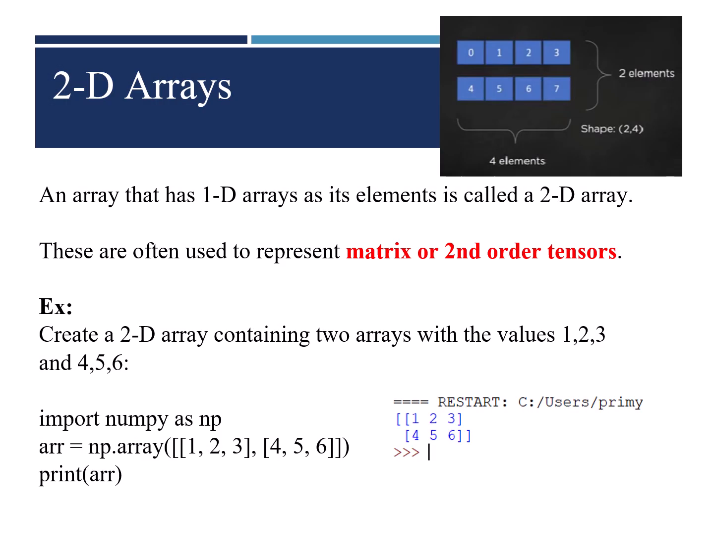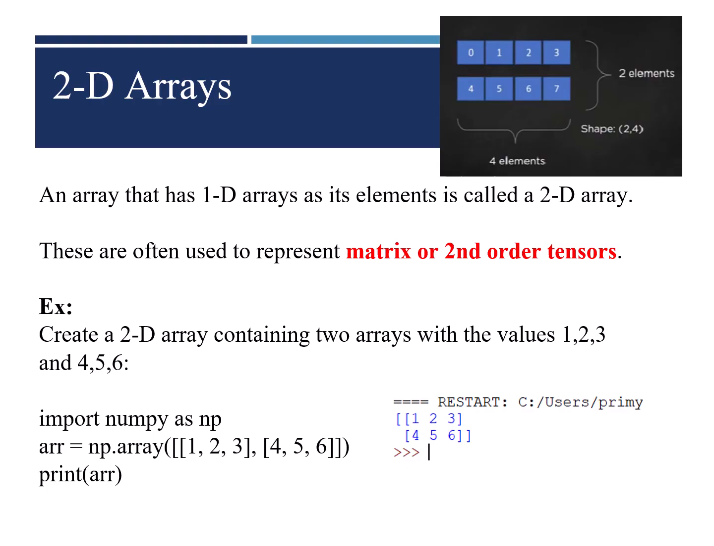Here is an example to create 2D arrays. Import numpy as np, arr equal to np.array of, within the normal brackets, we should have two square brackets. In the nested square bracket we have 1, 2, 3, comma, and one more square bracket, we have 4, 5, 6.